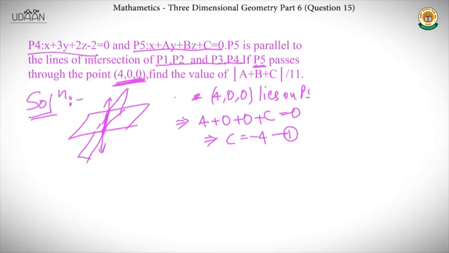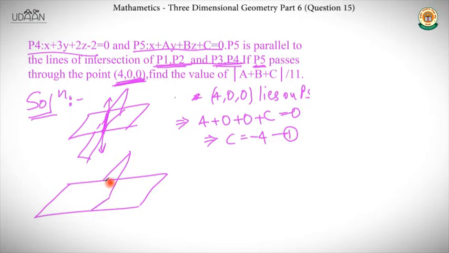Now we find the equation of the two lines, that is the line of intersection of P1, P2 and that of P3, P4. So how to find this? We know that if there is a plane and there's another plane, both intersect in a line. So this line, that is the line of intersection of the two planes, is perpendicular to the normals of both the planes. This is a very important concept which needs to be applied in this question.